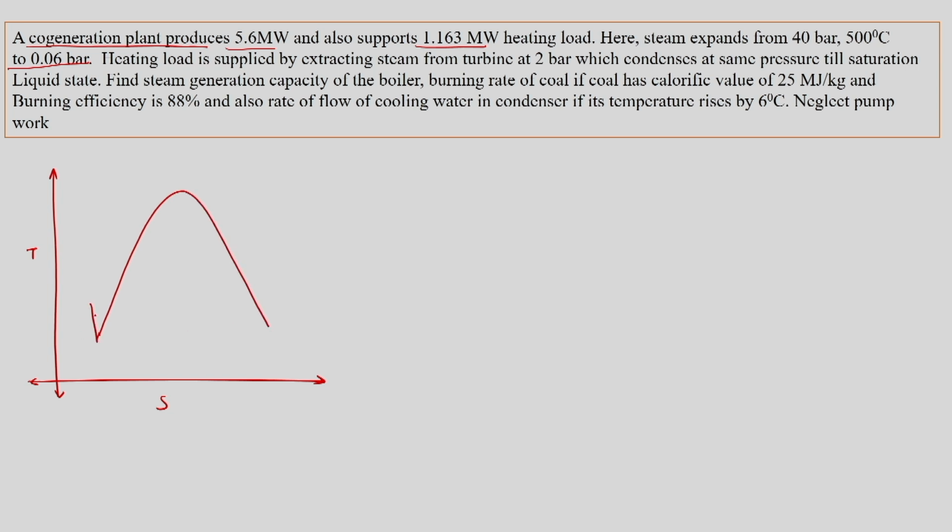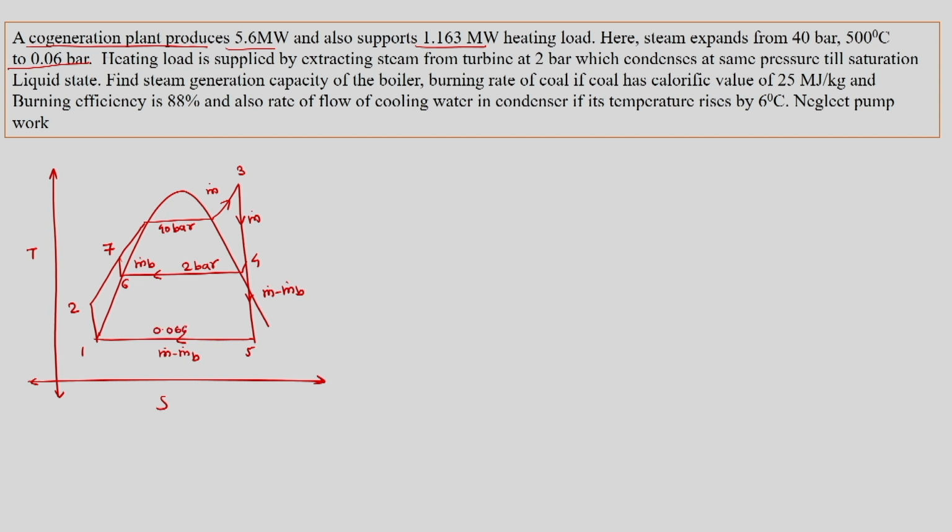Our TS diagram says this. So this is 1, this is 2, this is 3, this is 4, this is 5, this is 6, and this is 7. We know this is 40 bar, and we are bleeding steam m dot b. Here we say that there is m dot amount of mass, so here it is m dot minus m dot b, and here also m dot minus m dot b, and this bleed is taken at 2 bar.